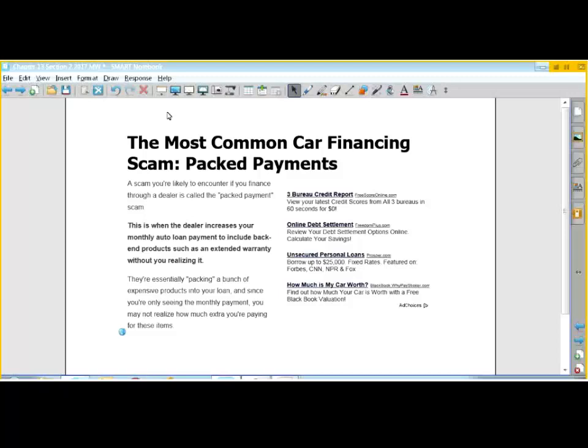So I got this off the internet. The most common car financing scam, packed payments. It says, a scam you're likely to encounter if you finance through a dealer is called the packed payment scam. This is when an auto dealer increases your monthly auto loan payment to include back-end products such as extended warranty without you realizing it. They're essentially packing a bunch of expensive products into your loan, and since you're only seeing the monthly payment, you may not realize how much extra you're paying for those items.